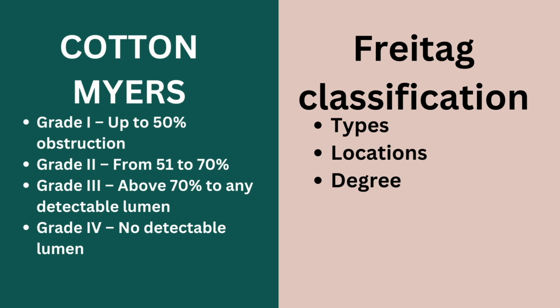There are other classifications such as Cotton-Myer's. So Cotton-Myer's classification involves just the obstruction level. It has 4 grades. Grade 3 and 4 are the more severe grades. Grade 3 involves any stenosis from 70% to almost 95% of the lumen, and grade 4 is when there is no detectable lumen. Freitag classification has more details in it. It involves the types, locations, and degree of stenosis for the classification.